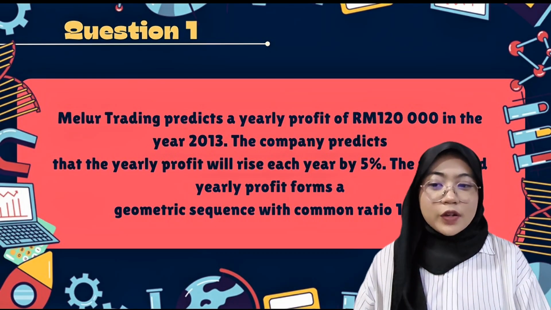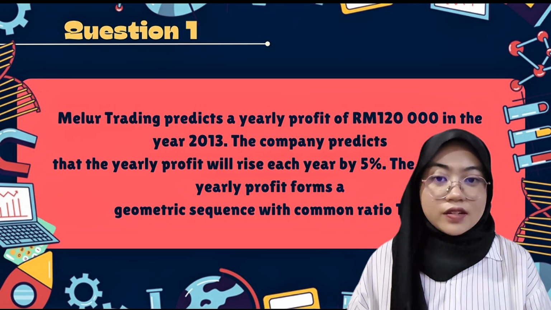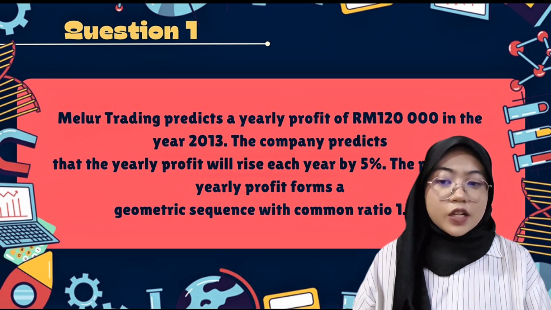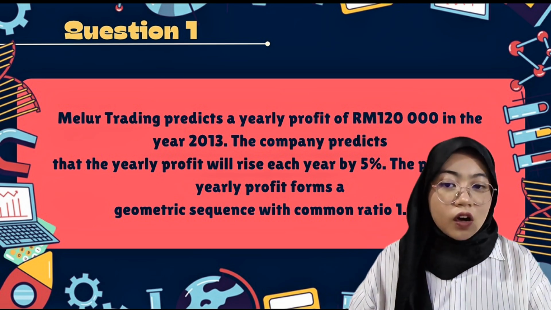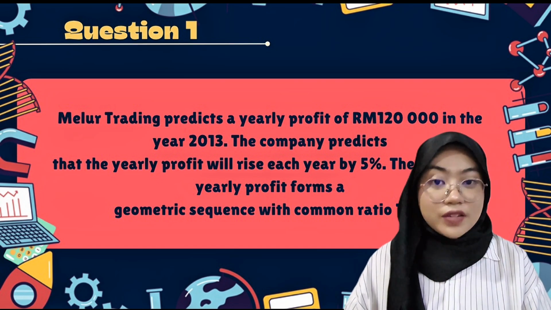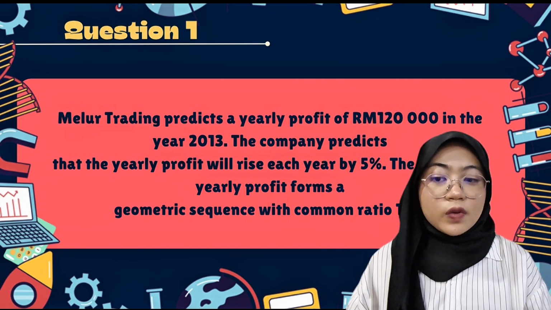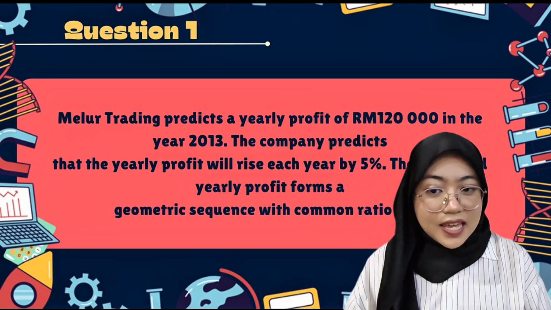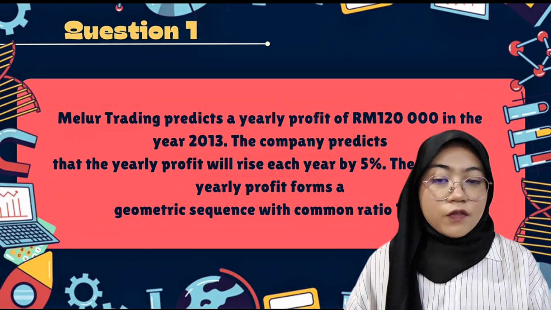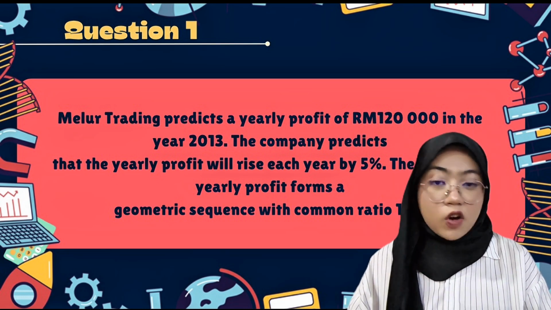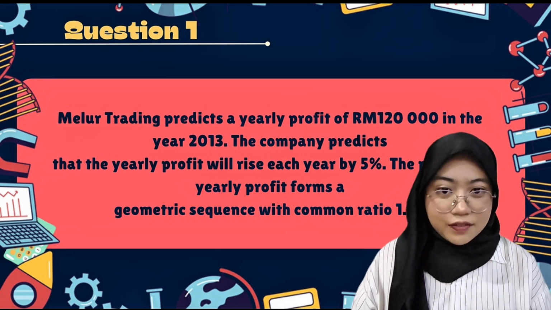And now I'll be going to the first question for the geometry quiz, which is: Mono Trading predicts a yearly profit of 120,000 ringgit in the year 2013. The company predicts that the yearly profit will rise each year by 5%, and the predicted yearly profit forms a geometric sequence with a common ratio of 1.05.